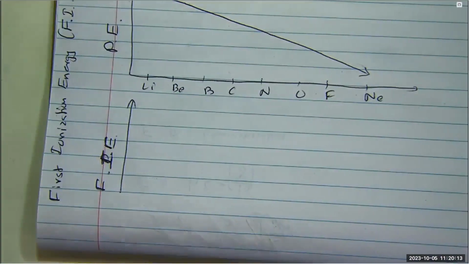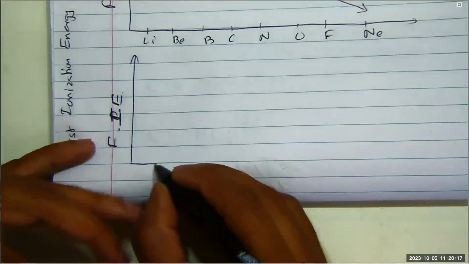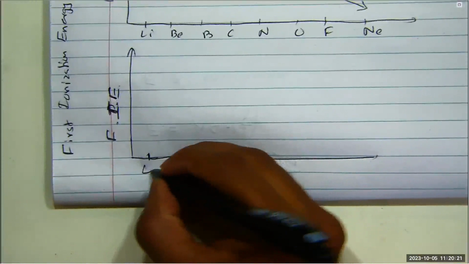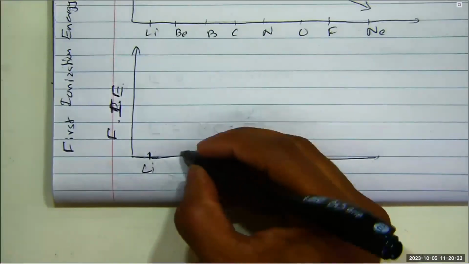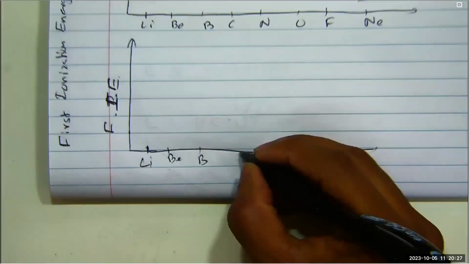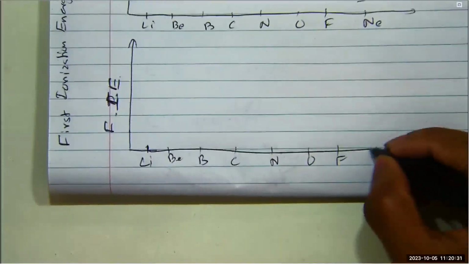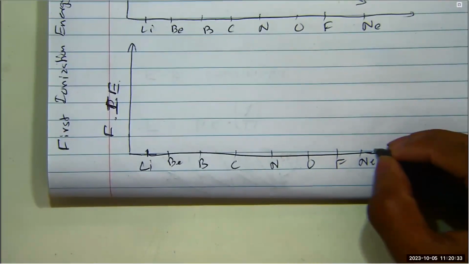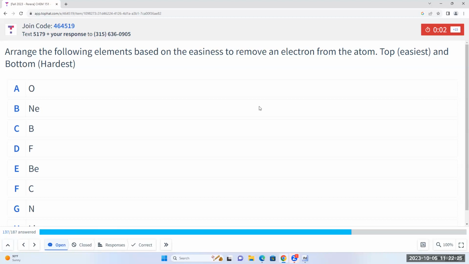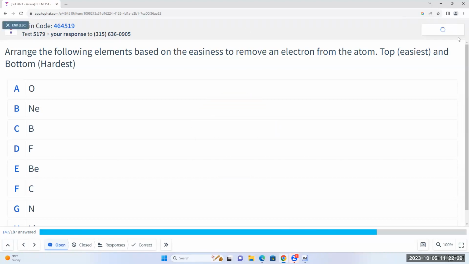All right. Anyway, what I want you to do is predict how the first ionization energy changes across the second period, from lithium to beryllium, boron, carbon, nitrogen, oxygen, fluorine, and neon. Go ahead. What do you predict? That should be enough time for discussion, I think.